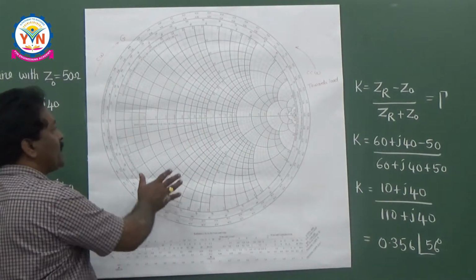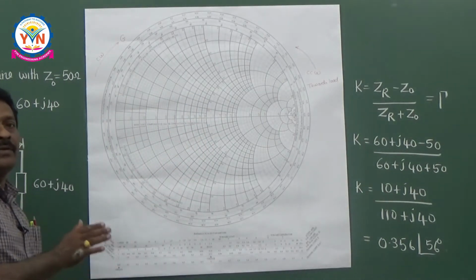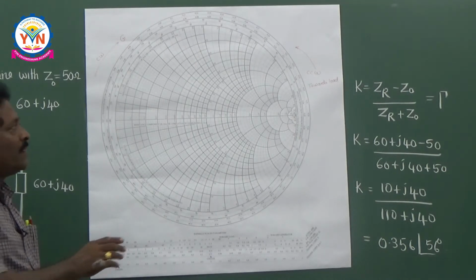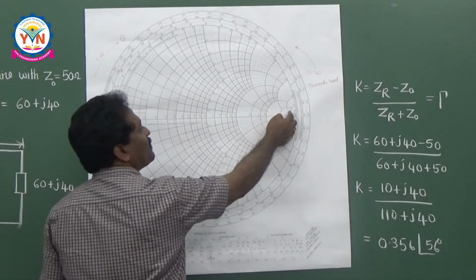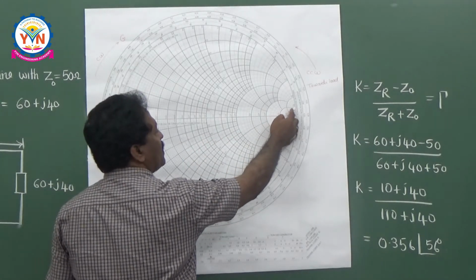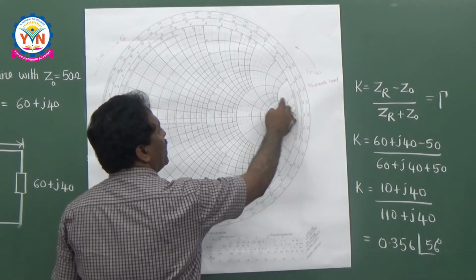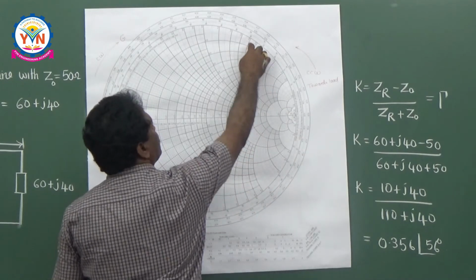Now, coming to the Smith chart, you know very well, my dear friends, the Smith chart is nothing but the combination of two types of orthogonal circles, R circles as well as X circles.